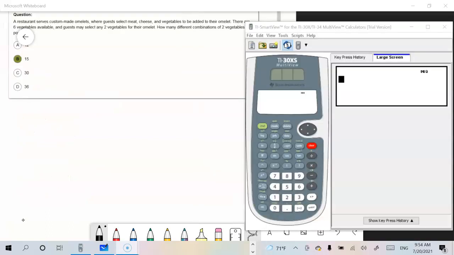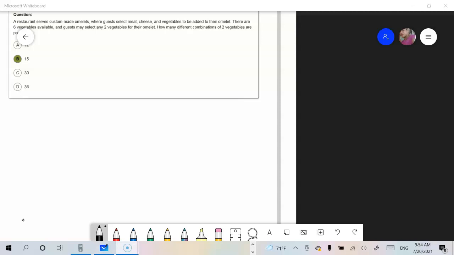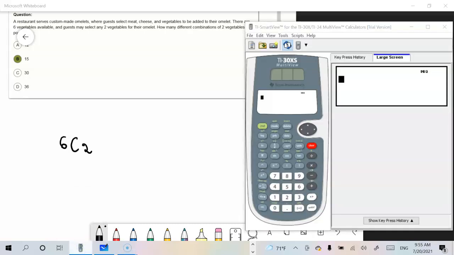Before moving on to the next exercise, I want to show you how to use a calculator to solve this problem. Remember the problem of the combinatory theory? We solved this formula here. We solved 6 combination of 2, and I want to show you how to do that in the calculator.